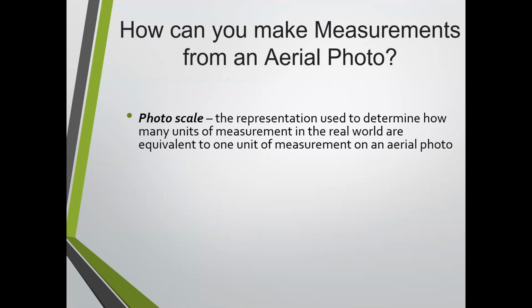Now, the first thing you have to do is know what's called the photo scale. That's the representative fraction, essentially used to determine how many units of measurement in the real world correlate to the equivalent unit of measurement on the aerial photo. So basically it's just coming up with that representative fraction, or natural scale, that we talked about with mapping a couple of classes ago. For a scale of 1 to 8,000, what we're saying is 1 unit on the photograph is 8,000 units on the ground. If you're using an inch scale, you're saying 1 inch on the photo is 8,000 inches on the ground.